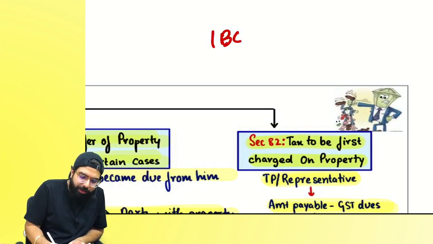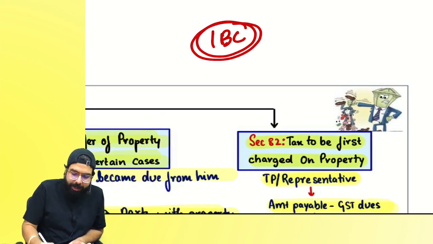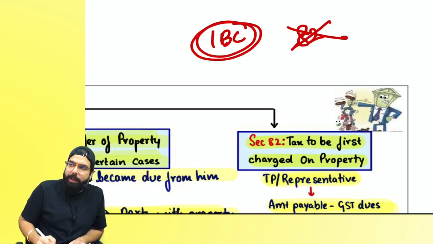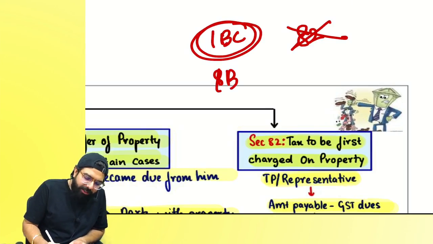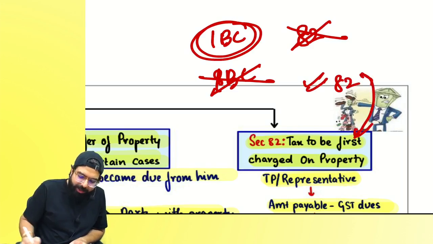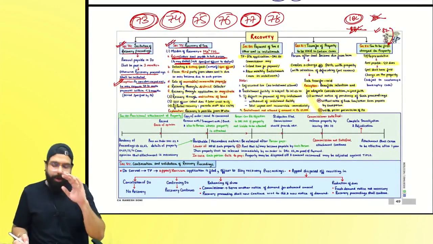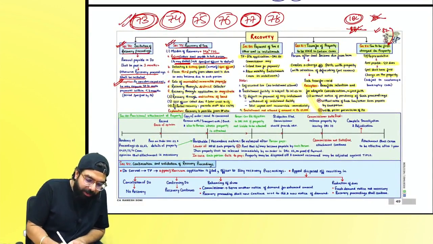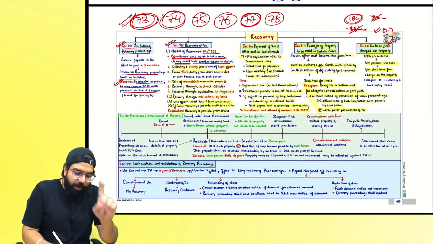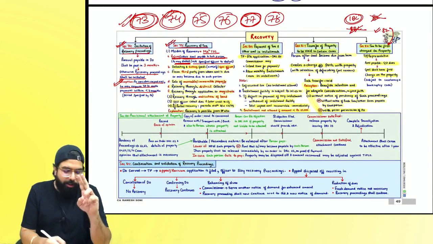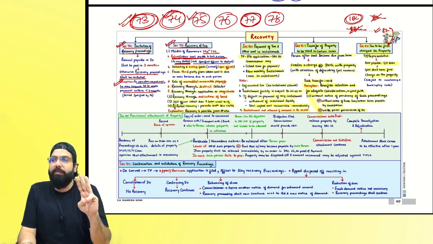Always remember, the Insolvency and Bankruptcy Code is applicable on a company; there, section number 82 will not be applicable. Otherwise, if the Insolvency and Bankruptcy Code is not applicable, then please apply section number 82, and section number 82 says government dues will stand first and recover their dues. We went ahead and learned section number 73, bona fide case, demand order. Section number 74, demand order in case of fraud. Section number 75, general principles.